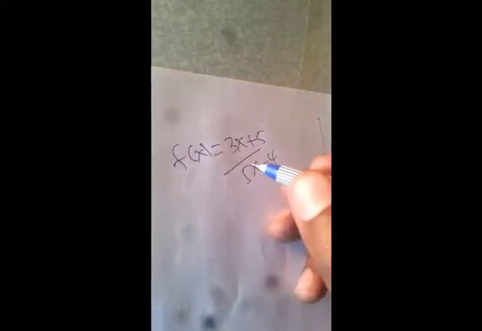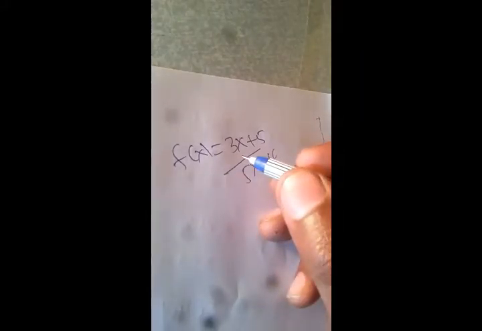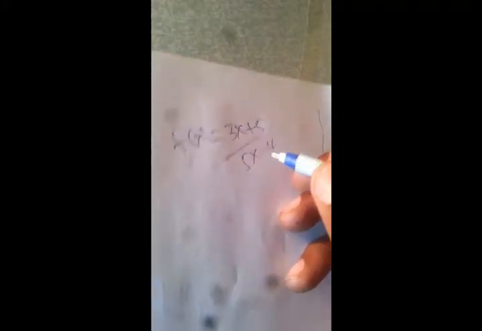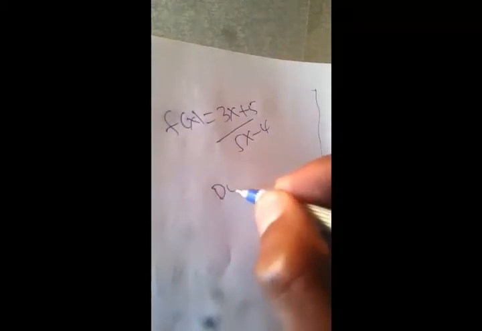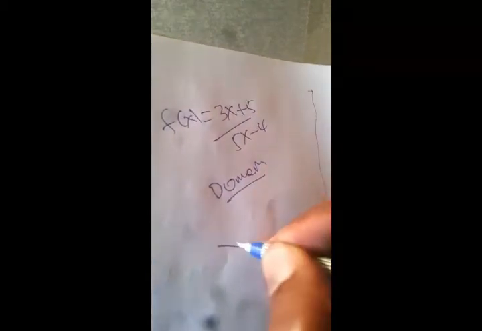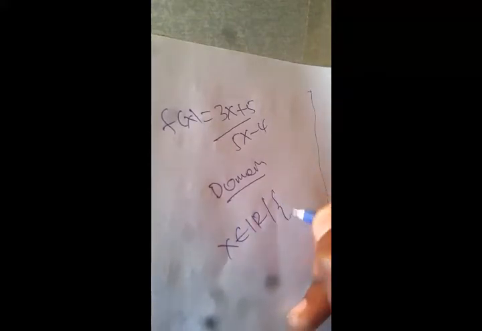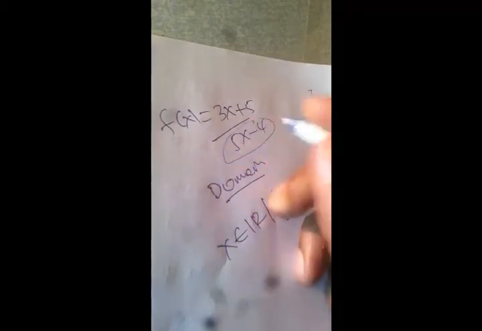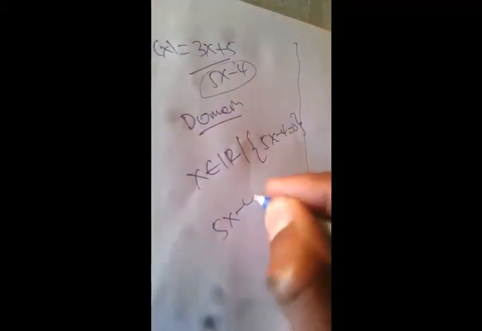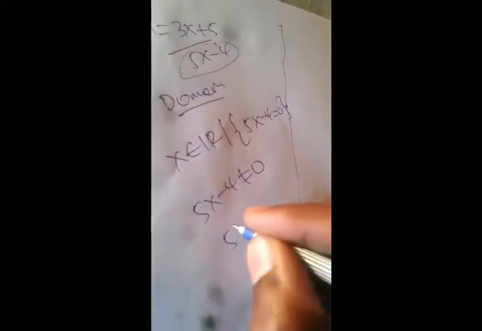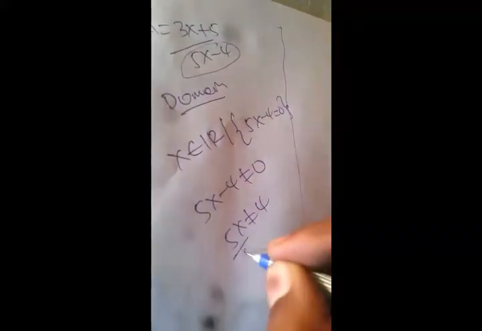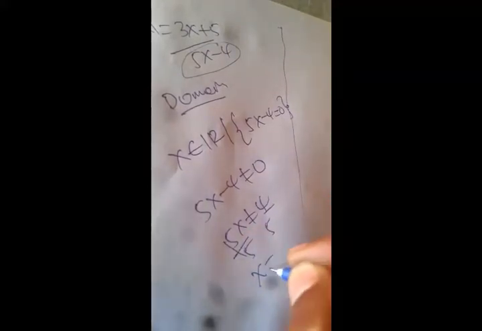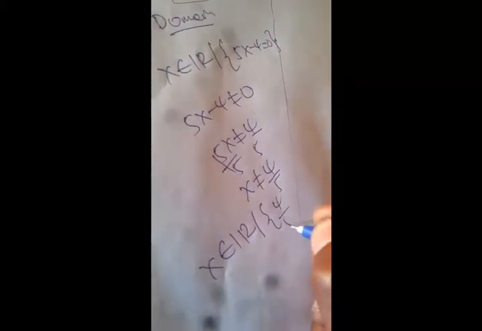So the second example is f of x equals (3x + 5) over (5x - 4). Therefore, its domain will be x, an element of the real numbers, different from the values where 5x - 4 equals 0, because the denominator must be different from 0. Therefore, 5x - 4 must be different from 0, so 5x must be different from 4, and x must be different from 4 over 5. Therefore, the domain is x, an element of the real numbers, different from 4 over 5.